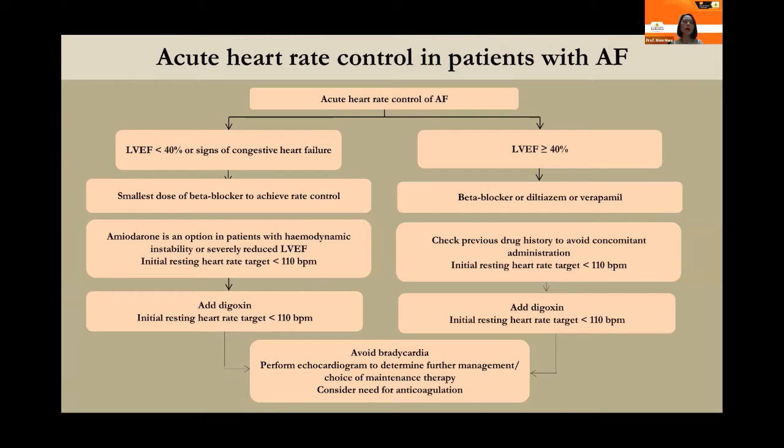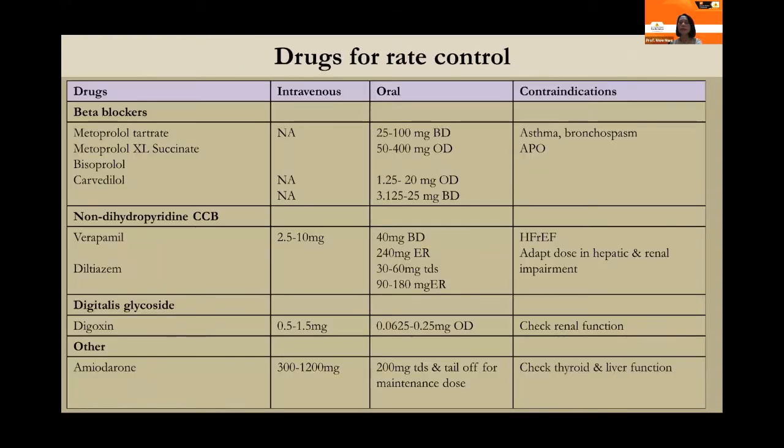If the patient has the heart failure, you can start with the low dose beta blocker. If the patient cannot tolerate the beta blocker, you can use amiodarone for the initial rate control. If the patient is not achieving the target heart rate, you can add digoxin. The important thing is to try to avoid the bradycardia. And after the rate control, you should arrange for the echocardiogram for the assessment of the cardiovascular status for the further management. So these are the drugs used for the rate control.